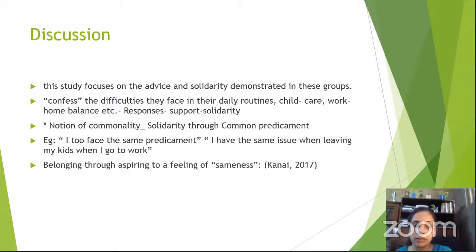So it's very common for these members to confess the difficulties they face in their daily routines, for instance, in childcare, work-home balance, etc. So it's very easy to note the notion of commonality, which is expressed through a show of solidarity through common predicament. So you get examples such as, I too face the same predicament, or I have the same issue when leaving my kids, or when I go to work, etc. So belonging through aspiring to a feeling of sameness is established here.